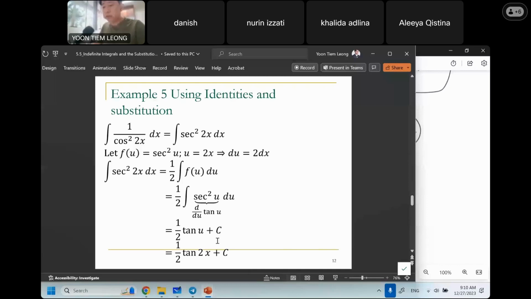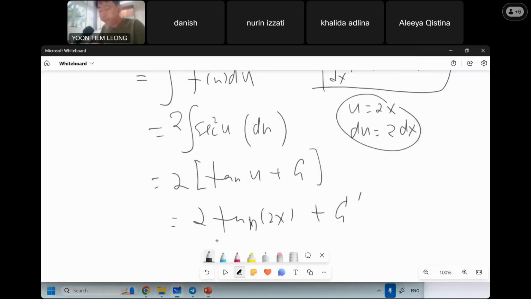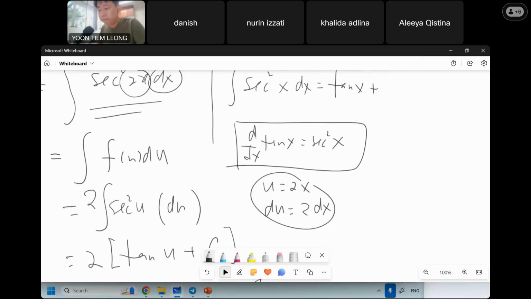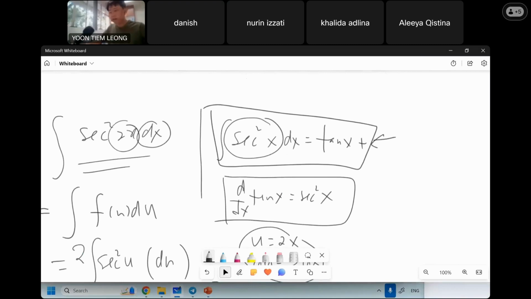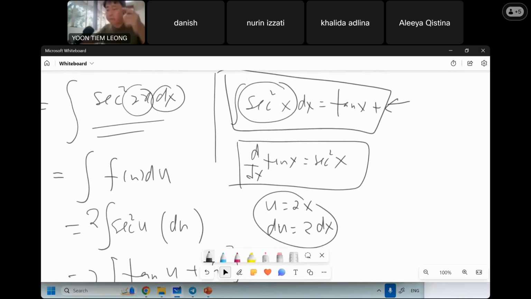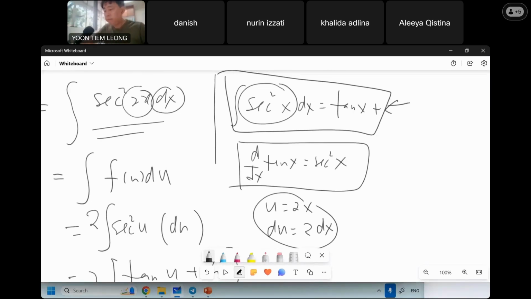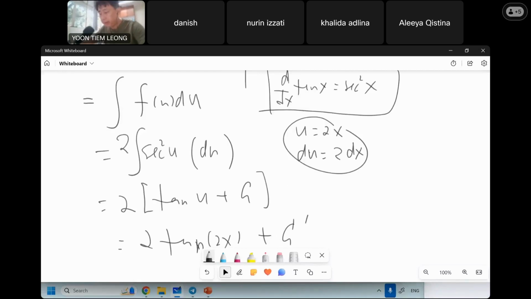The trick here is to realize that the antiderivative of secant square x is tangent x. So you have to have this knowledge, or else you will find it very difficult to perform the integration. You have to then refer to the tables of integration to obtain this result if you cannot remember it. But that would cost you a lot of time and effort. But if you can remember these results, then you can perform the integration straightforwardly. So that is example 5, which is quite straightforward.